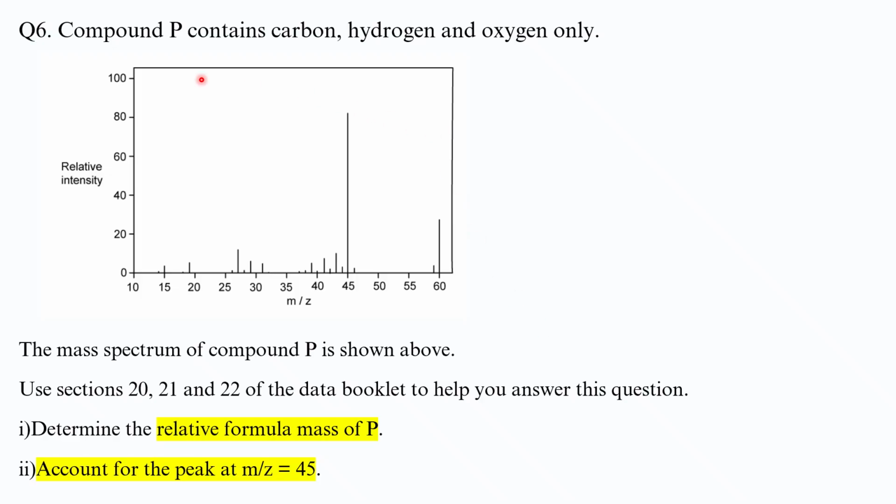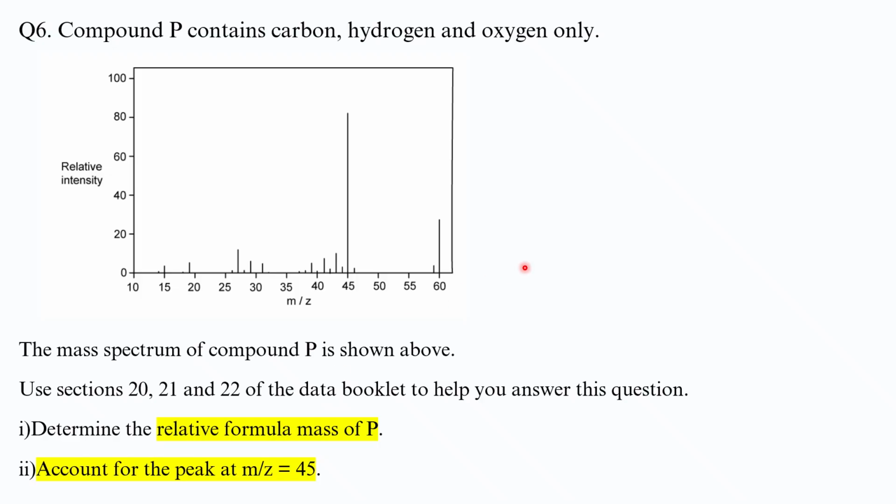Now let us solve another question. Question 6: compound P contains carbon, hydrogen and oxygen. Here we are not provided with the molecular formula. We are directly provided with the spectrum, so there is just a spectrum, no molecular formula. The mass spectrum of compound P is shown above. Determine the relative formula mass.